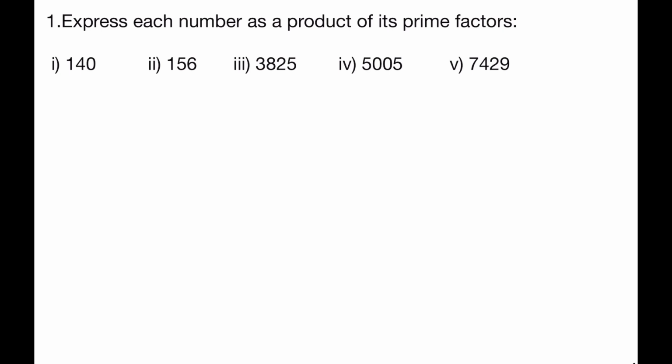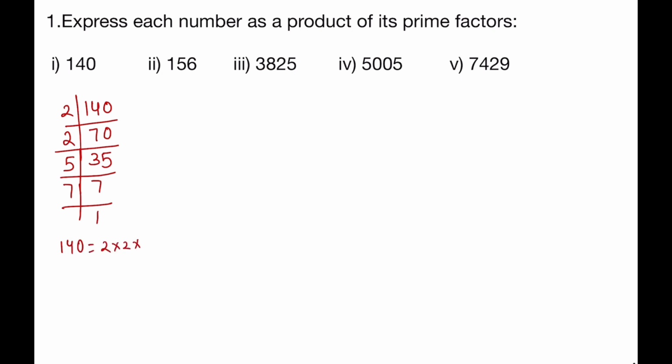So let us find prime factors of 140. We can see 140 is an even number, so we can divide it by 2. When we divide it by 2, then 70 will come. Then again we divide it by 2 because this is again even. So 35. Now the unit digit is 5, so we can divide this number by 5. Then 7. 7 is a prime number. So prime factors of 140 are 2 into 2 into 5 into 7, or we can write them 2's power 2 into 5 into 7.